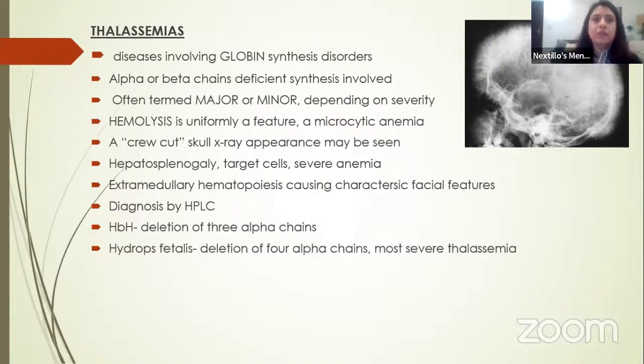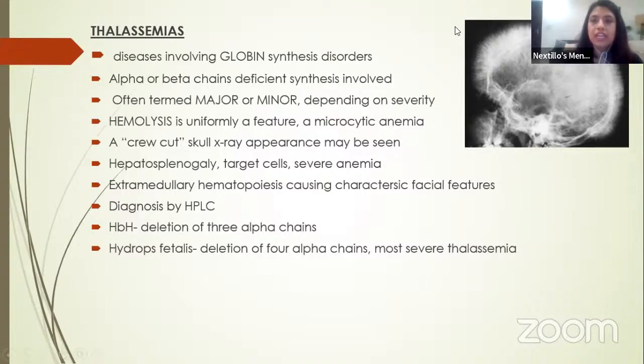So thalassemias are basically diseases involving globin chain synthesis. As we know, there are alpha globin chains and beta globin chains in normal hemoglobin A. If the defect is in the alpha globin chains, it is an alpha thalassemia. If the defect is in the beta globin chain, it is a beta thalassemia. Also, depending on the severity, it can be major or minor. And the RBCs are abnormal, so there'll be hemolysis and a microcytic anemia.